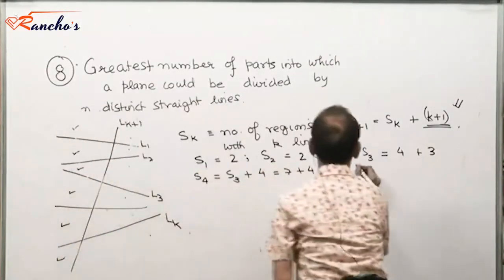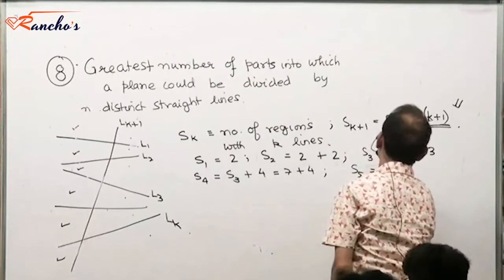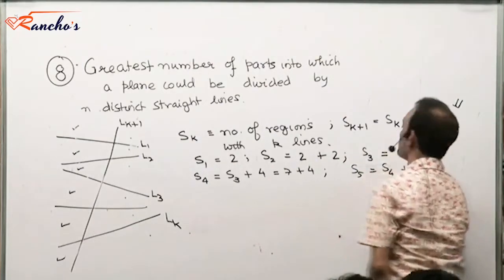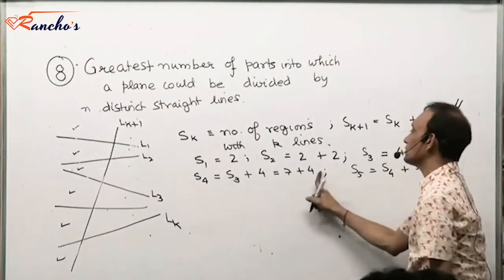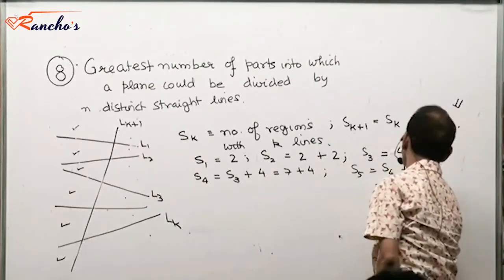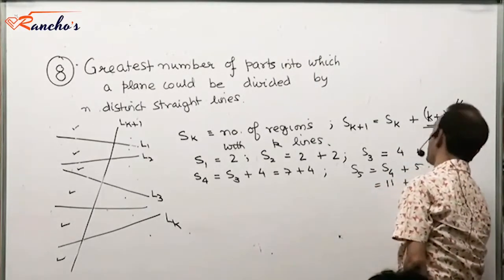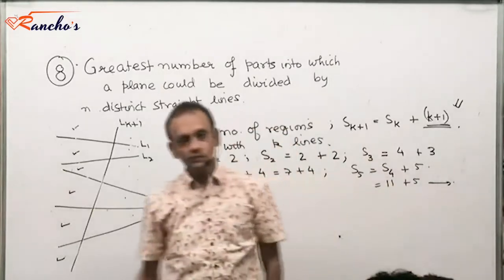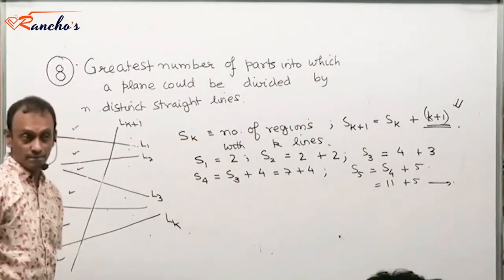Similarly, what would be S5? S5 would be the number of regions for 4 plus 5. What is the number of regions for 4? 11 plus 5. Yes or no? And so on and so forth. That's the trend that you see.